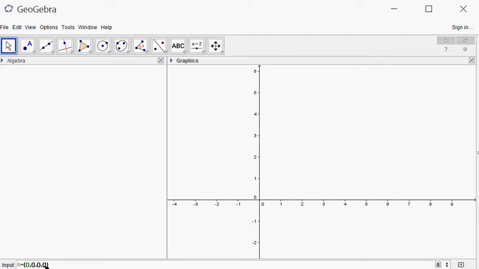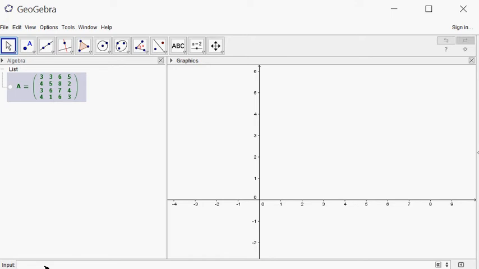So the first row is 3, 3, 6, 5. The second row is 4, 5, 8, 2. The third row is 3, 6, 7, 4. And the last row is 4, 1, 6, 3. And then hit enter. So we have this matrix.